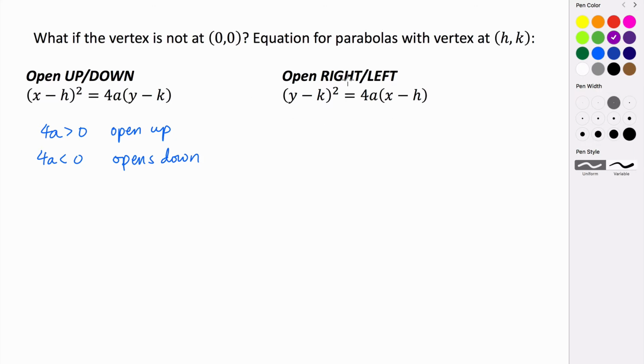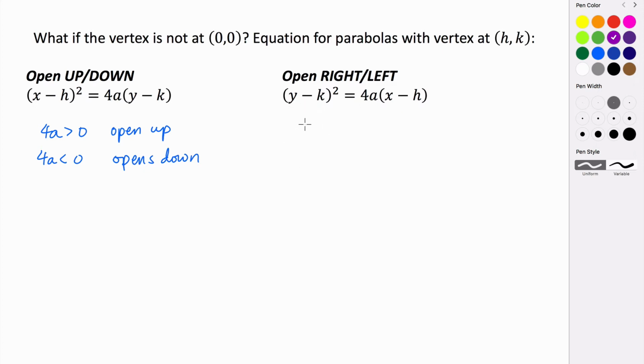And then if we have a parabola whose vertex is at h, k, but it's a y squared variety, meaning it opens right or left, this is our equation. Y minus k quantity squared equals 4a times the quantity x minus h. Again, where h, k is the vertex. So the h value is always connected with the x, the k value is always connected with the y.